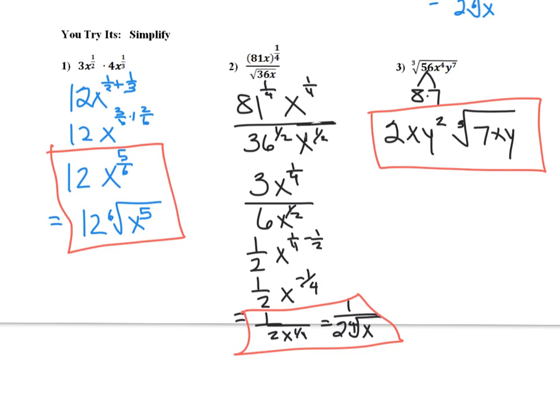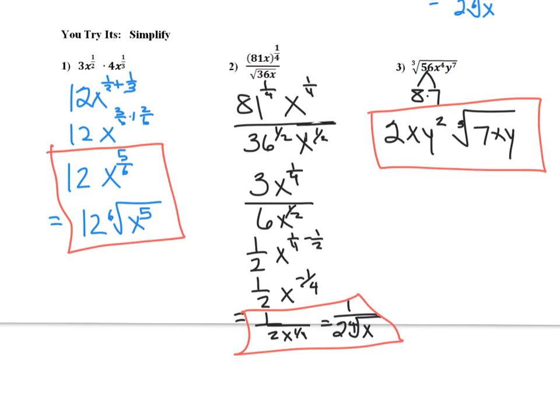Okay, checking your final answers on example number 1, you should have had 12x to the 5/6 as an exponential. 12 times the 6th root of x to the 5th, which can't be simplified because there's fewer factors of x underneath the radical than we have for our root number. For number 2, I simplified that down and got 1 over 2 x to the 1/4 as a radical 1 over 2 times the 4th root of x.